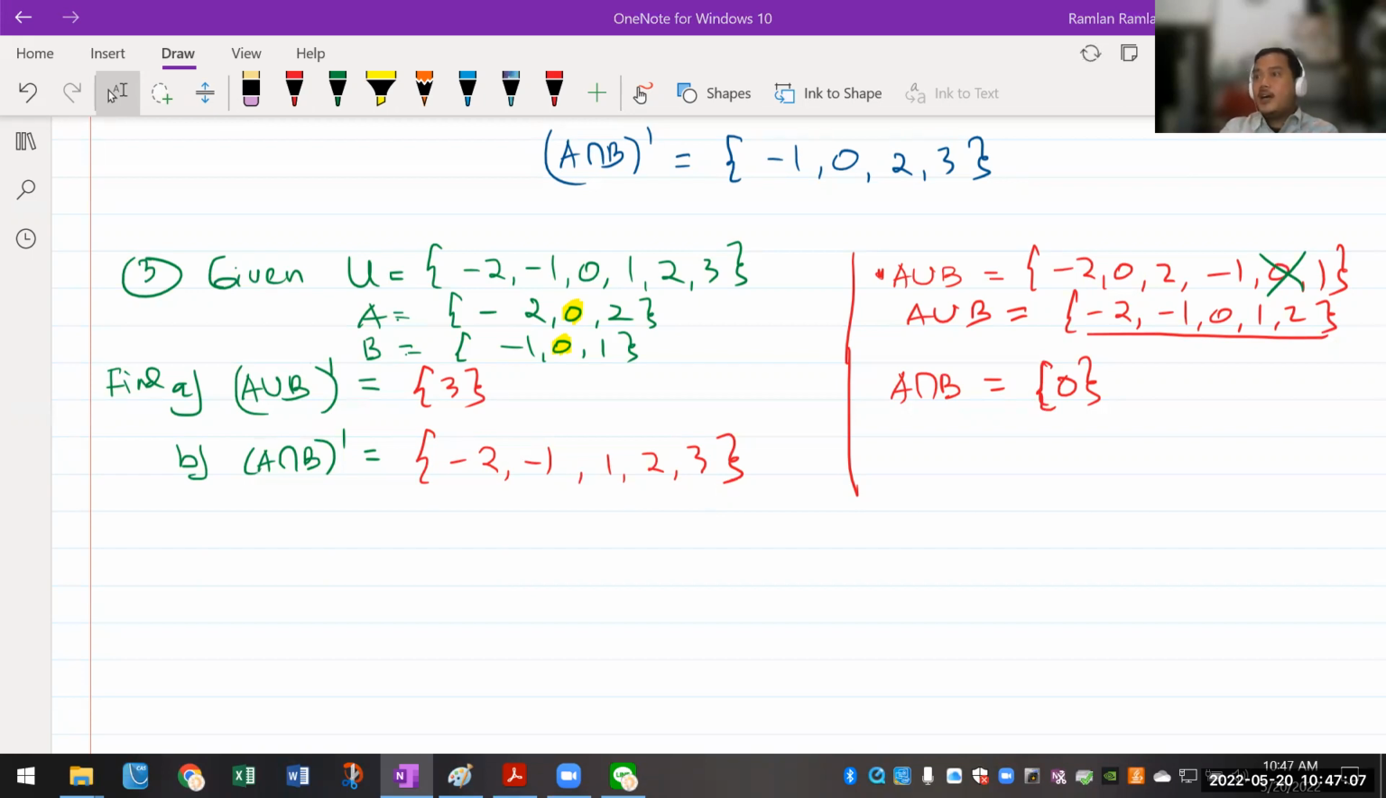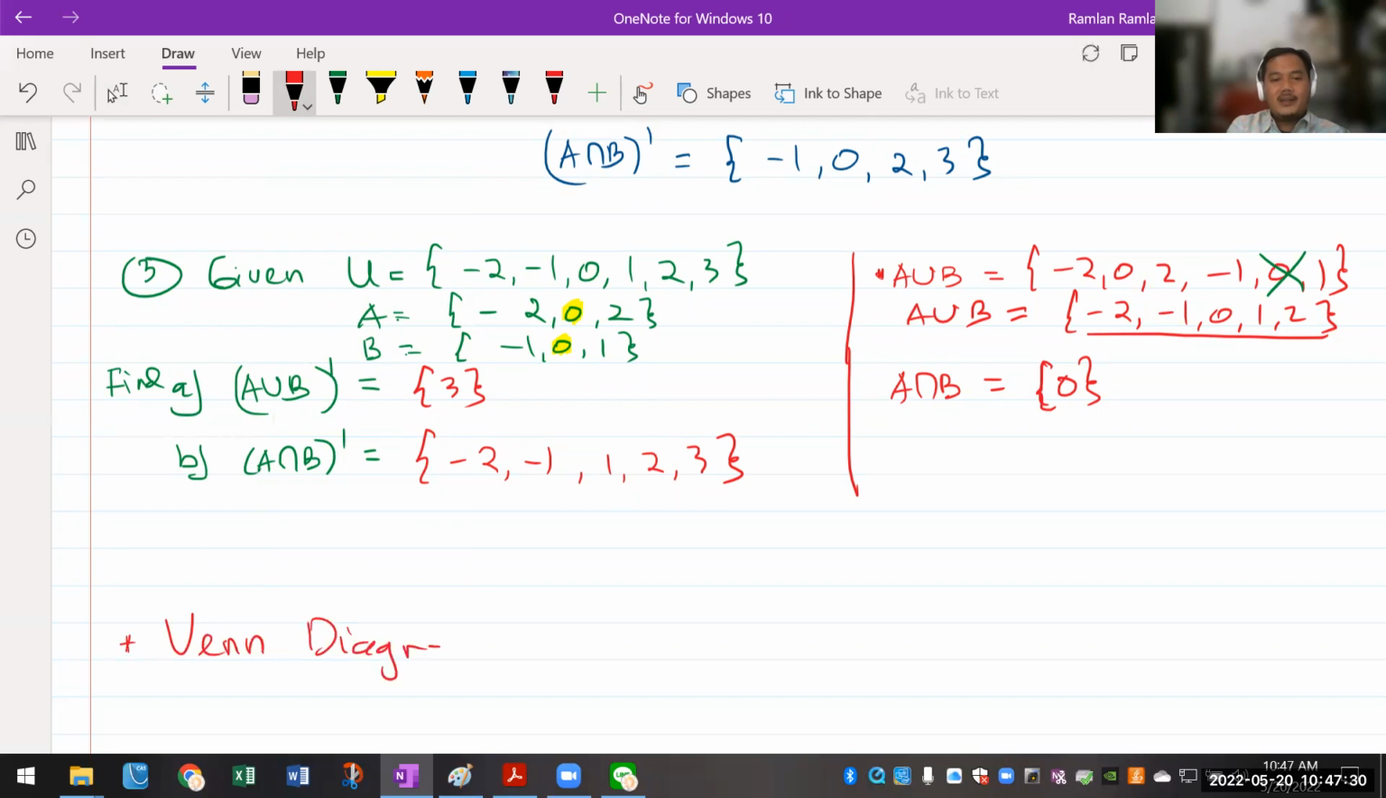Okay, no question for this one, yeah? So we're going to go to the next material, the next title. We have done with this one, the complement of a set. Now please write down another title, which is the Venn diagram.